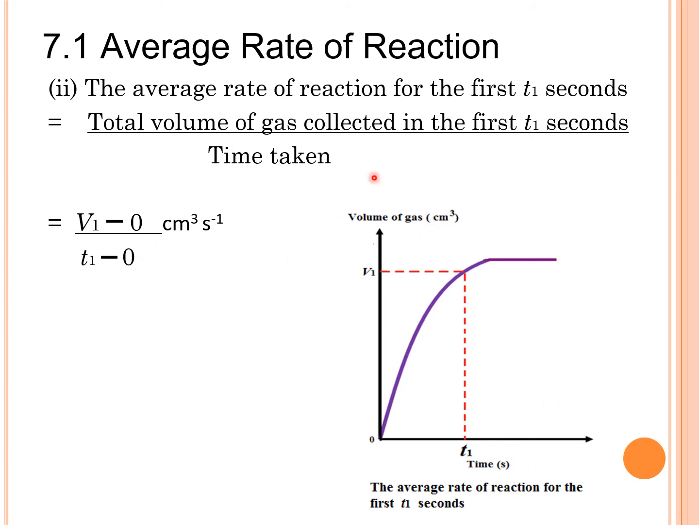Kalau awak perasan semua ni, calculation mesti ada graph. Bila ada graph, you kena buat benda ni. Okay? Kena tarik-tarik garisan ni ke tepi. So, the average rate of reaction for the first T1 second. This is the average rate of reaction for certain time ya, bila dia minta pada masa tertentu. Okay. Dapat V1 per T1 cm3 per second.